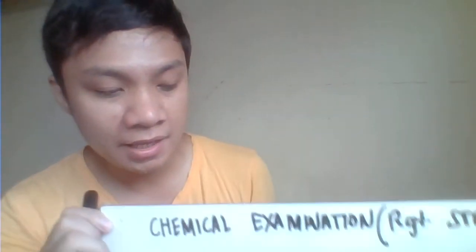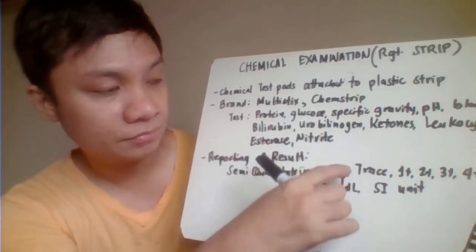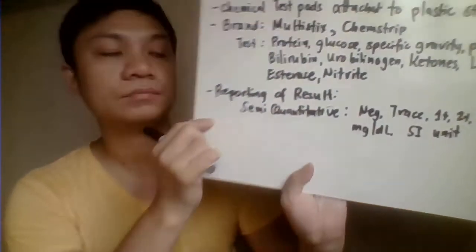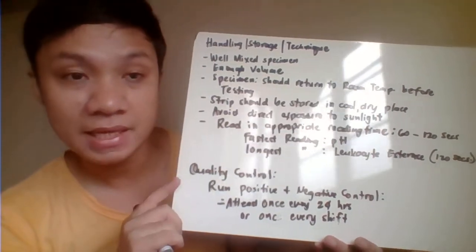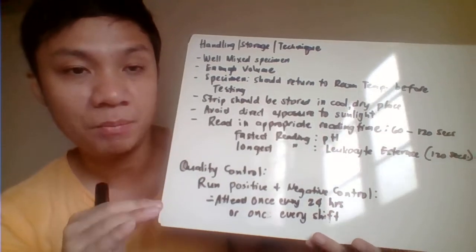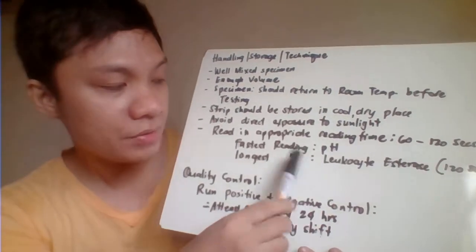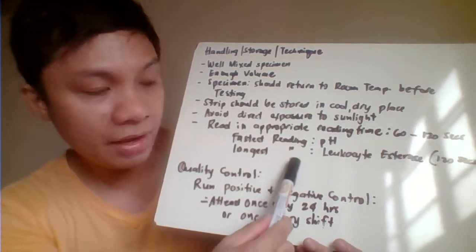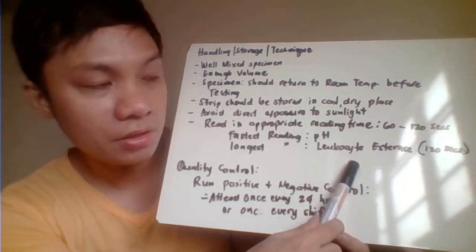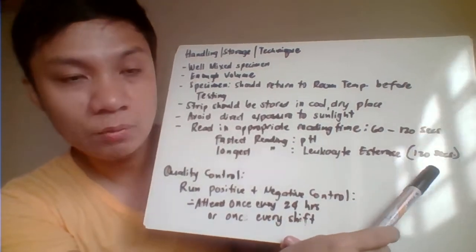Okay, and then after that, if you have already removed the excess na urine sample from your urine strip, you wait for the specified reading time. The manufacturer actually provides you with the reading time. You just need to observe the proper reading time. Approximately, the fastest reading time is the test for the pH, and the longest reading time is your leukocyte esterase. That's 120 seconds.